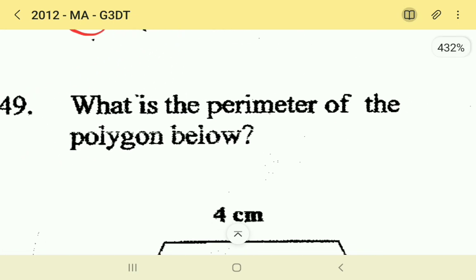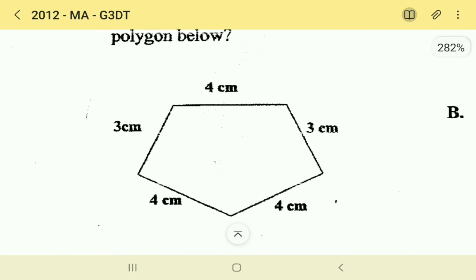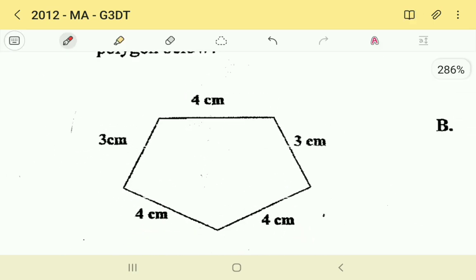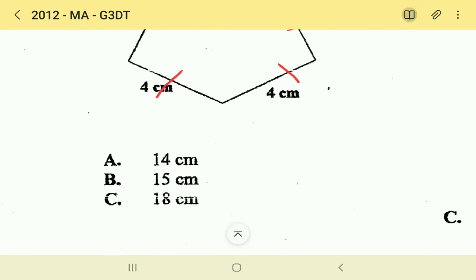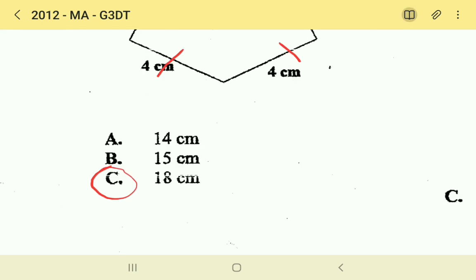Let's look at 49. What is the perimeter of the polygon below? Perimeter again is a distance around. So you're adding up every side here. 4 plus 4 is 8 and 4 is 12. So 3 4s are 12 plus 3 is 15 and 3 is 18. For some of you, you might need to set it out. Whatever you need to do, get it right. So 18 is C.